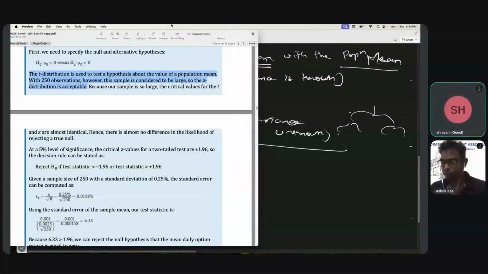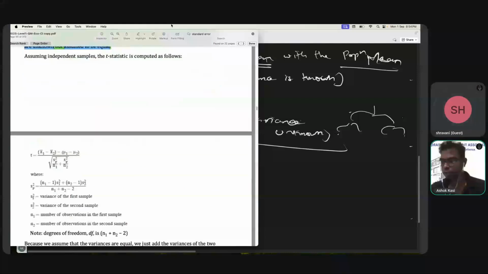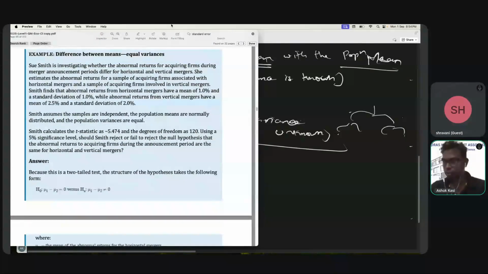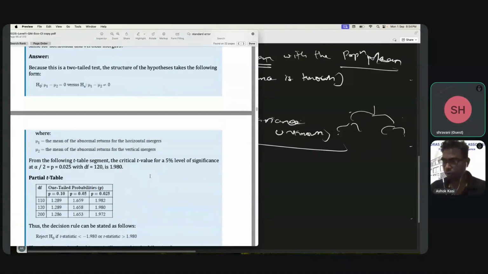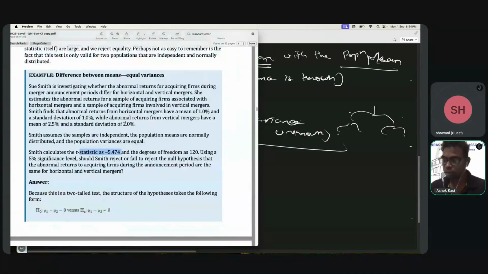Then the next sum, difference between means. This I did not tell you, but we did this sum. Difference between means, equal variances. In this sum, all we saw was that the t statistic is minus 5.474, and the critical values were plus and minus 2, so it was falling on the extreme left-hand side, and then we rejected the null hypothesis.